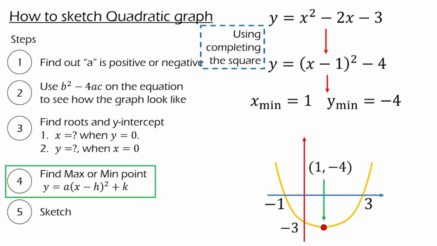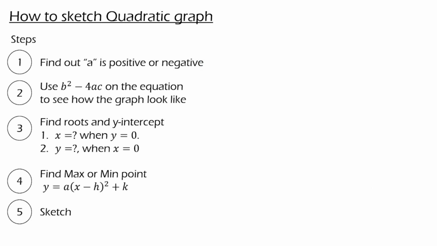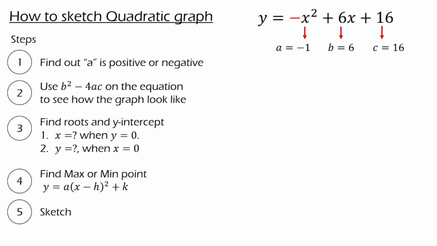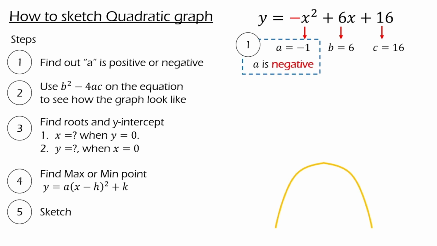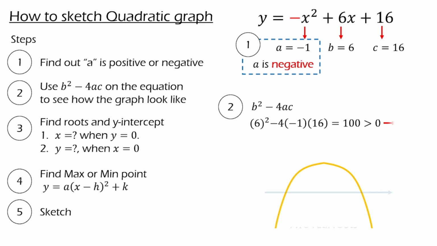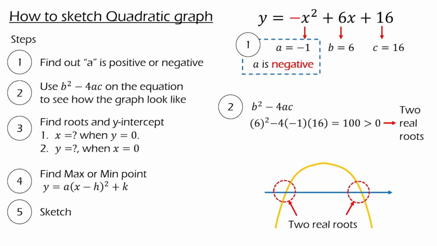Let's continue discussing the second graph, where our a is negative. Again, we list down our a, b, c first. As you can see, in our case here, our a is -1, and therefore we are going to have an n shape. After that, we calculate our discriminant, b squared minus 4ac. As you can see, our value is equal to 100, which is more than 0, which means we are going to have two real roots. Our curve is going to intersect the x-axis at 2 points.